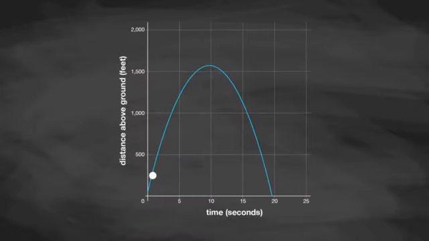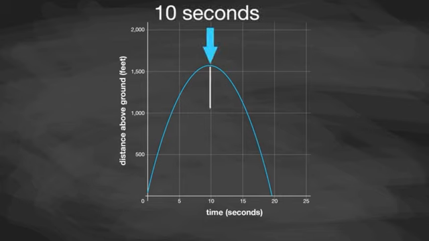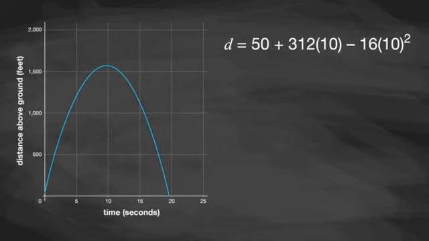What does the shape of the graph for this scenario tell us about the movement of the cannonball? Since the graph is first increasing and then decreasing, that tells us that the cannonball initially rises and then falls to the ground. The peak of the graph, also called the vertex, is the maximum height of the cannonball. The cannonball's maximum height occurs 10 seconds after it's fired and is just over 1,500 feet.